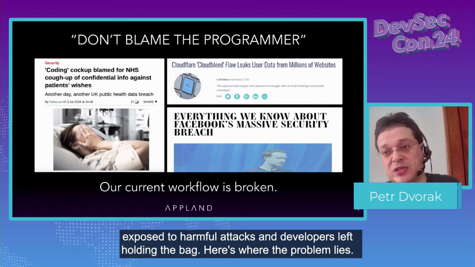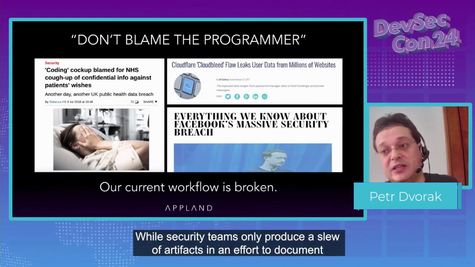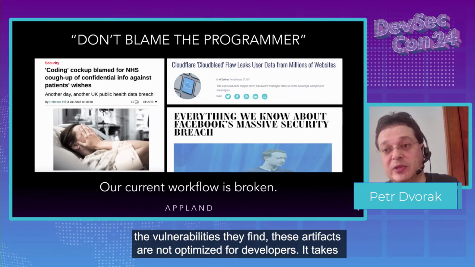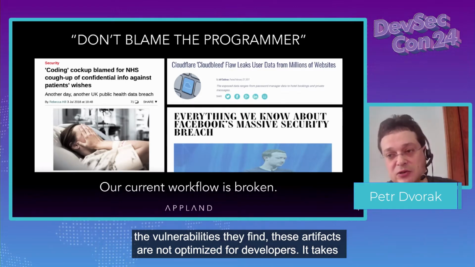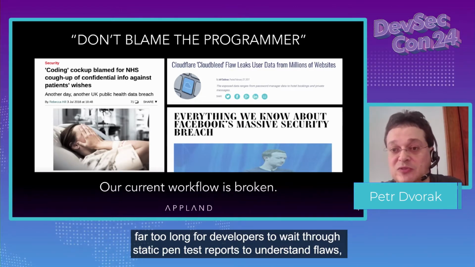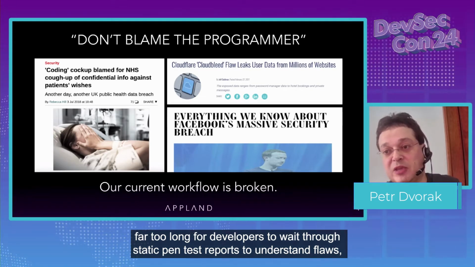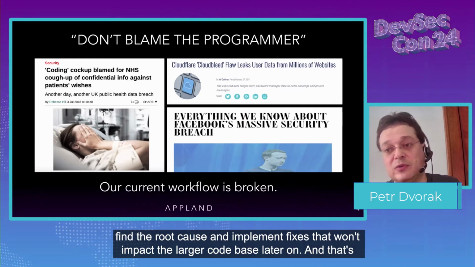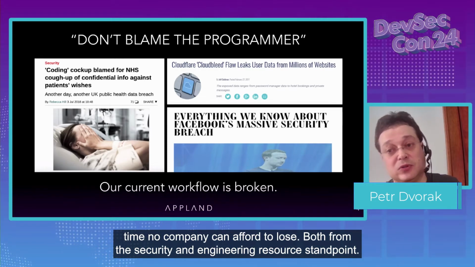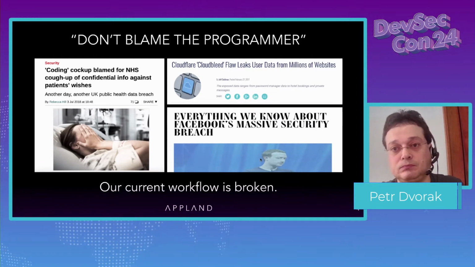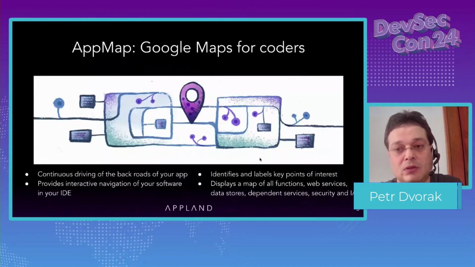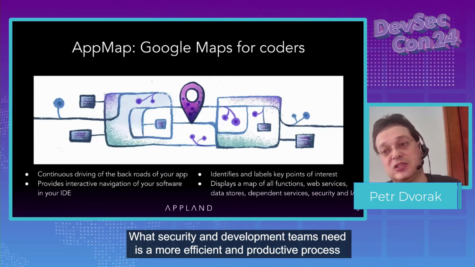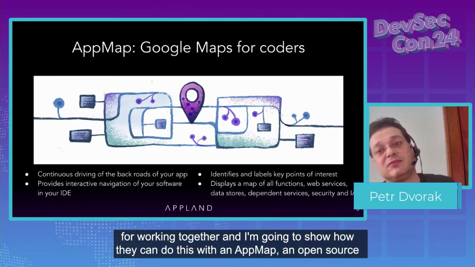Here's where the problem lies. While security teams already produce a slew of artifacts in an effort to document the vulnerabilities they find, these artifacts are not optimized for developers. It takes far too long for developers to wade through static pen test reports to understand flaws, find the root cause, and implement fixes that won't impact the larger code base later on. And that's time no company can afford to lose, both from the security and engineering resource standpoint. What security and development teams need is a more efficient and productive process for working together.